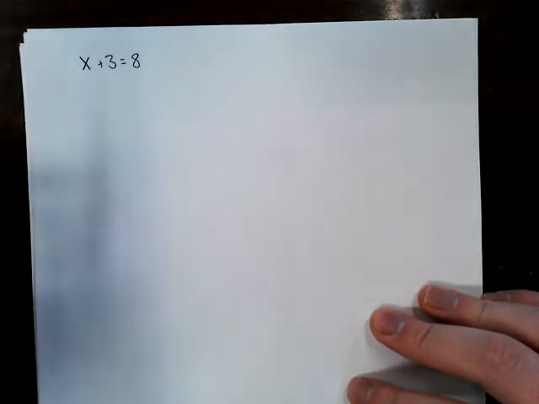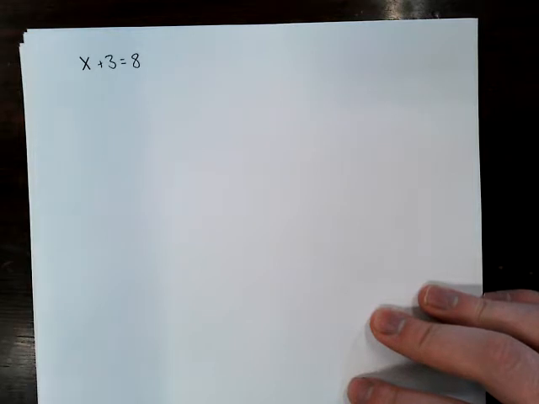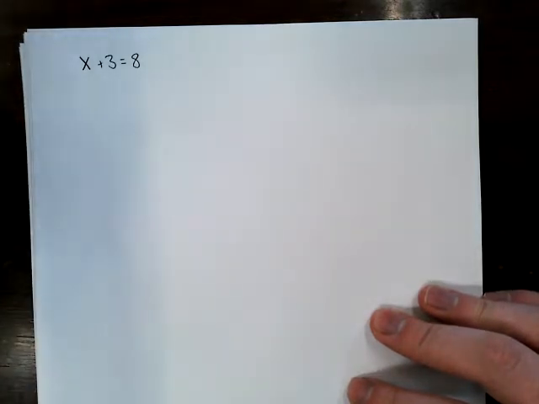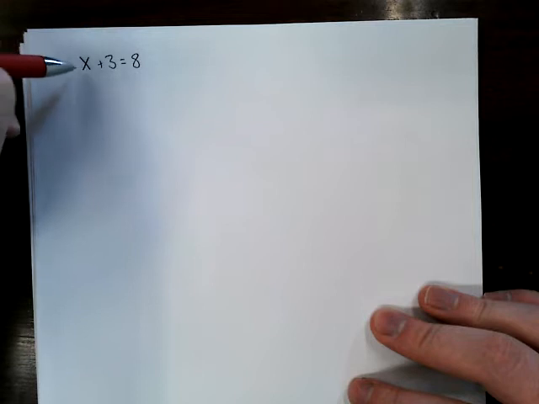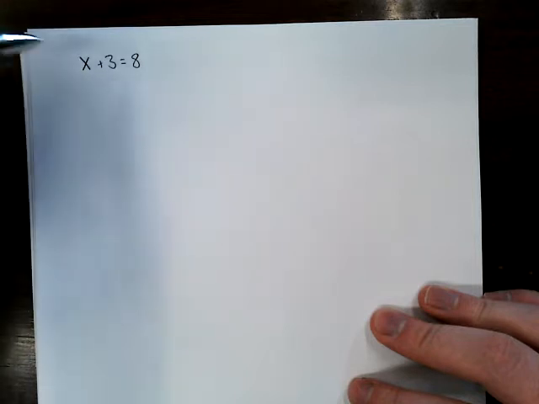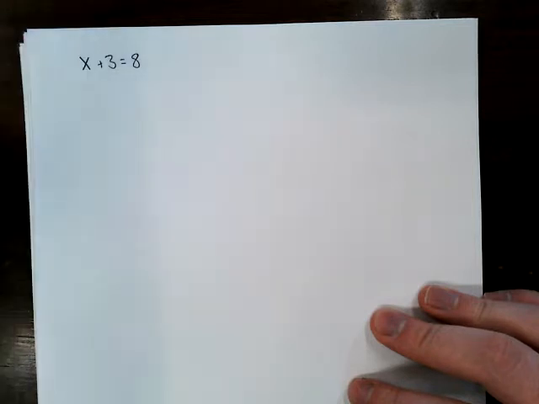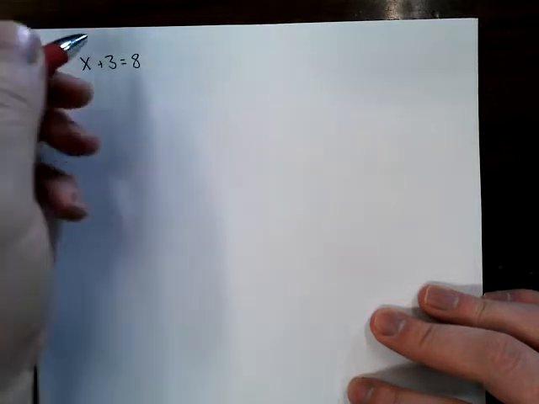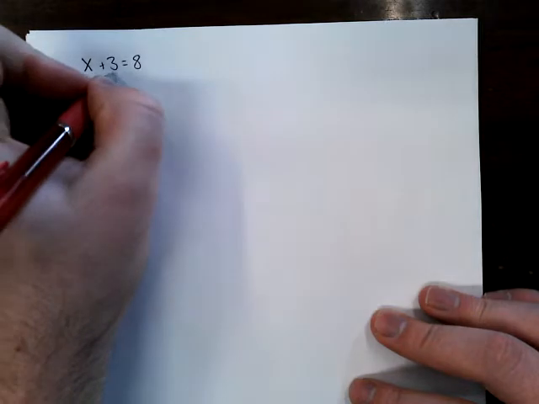If I were to ask you to show how to solve this through a process, what you might do is say, okay, we want to isolate x. We want to get x by itself. So we have plus 3, and we want to apply the opposite operation. The opposite of adding 3 would be subtract 3.